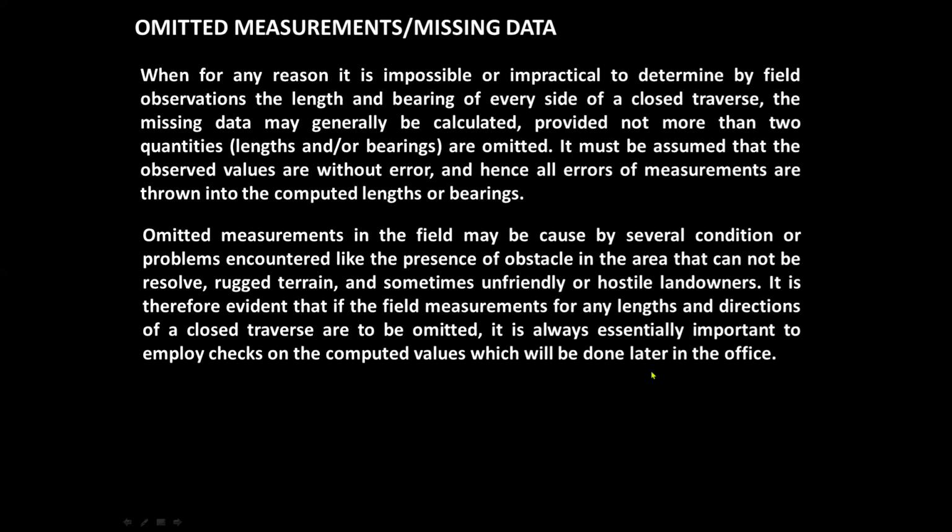Omitted measurements in the field may be caused by several conditions or problems encountered, like the presence of obstacle in the area that cannot be resolved, rugged terrain, and sometimes unfriendly or hostile landowners. It is therefore evident that if the field measurements for any lengths and directions of a closed traverse are to be omitted, it is always essentially important to employ checks on the computed values, which will be done later in the office.